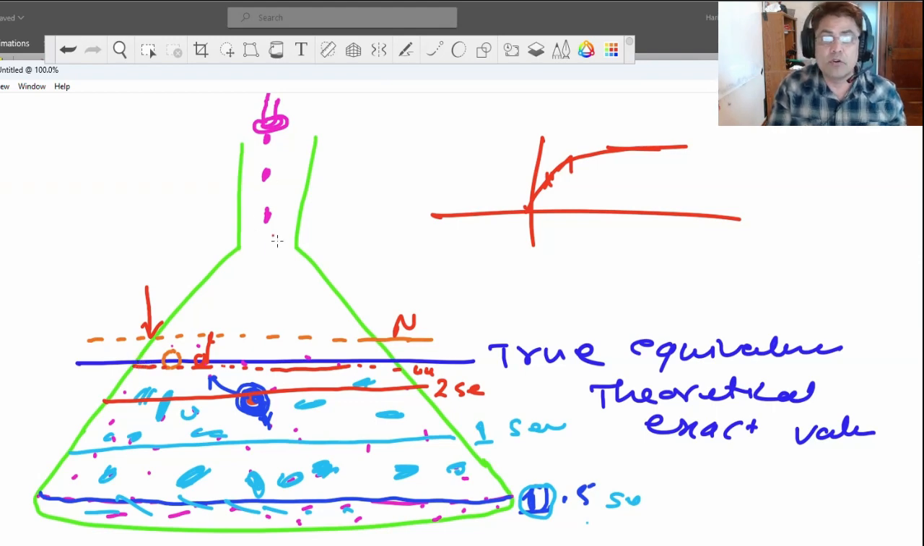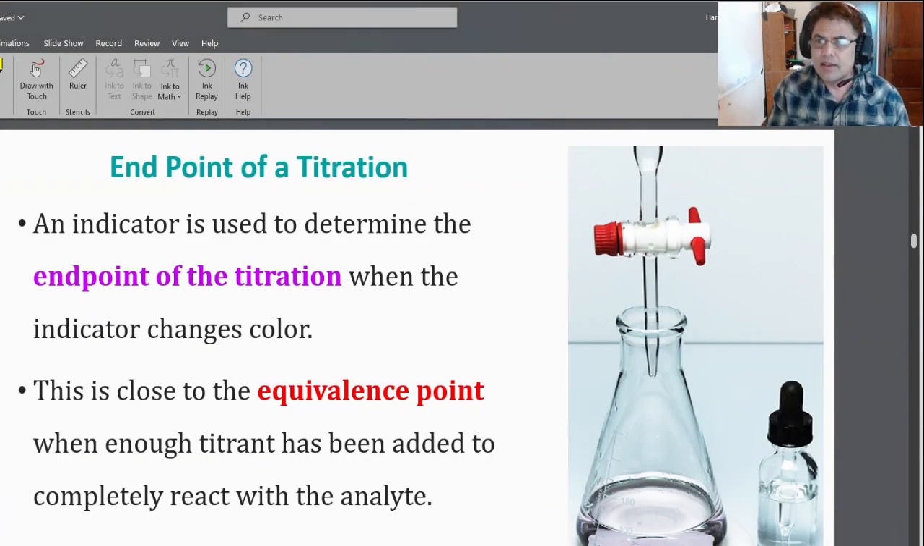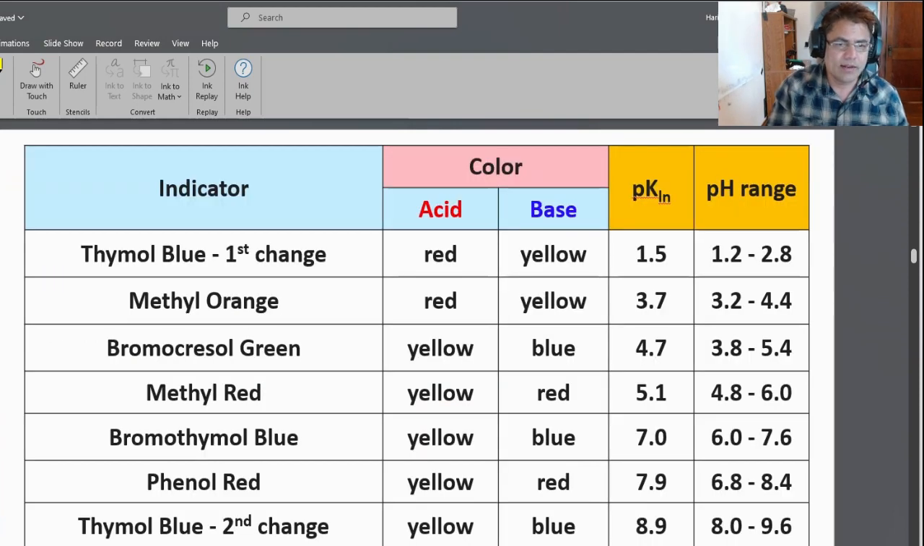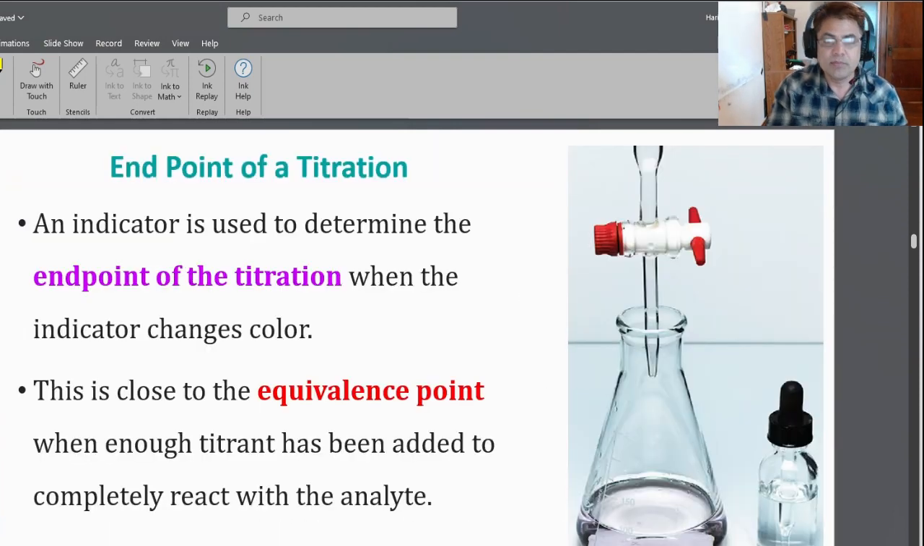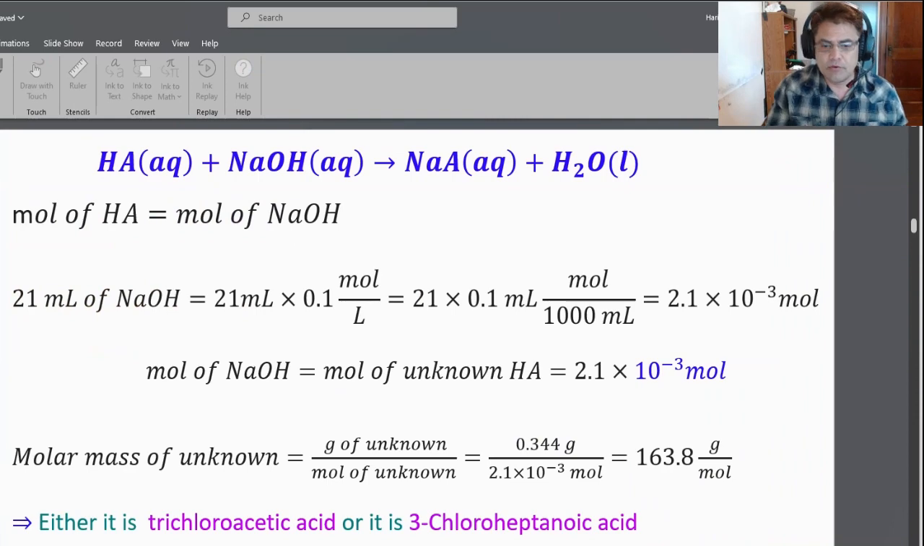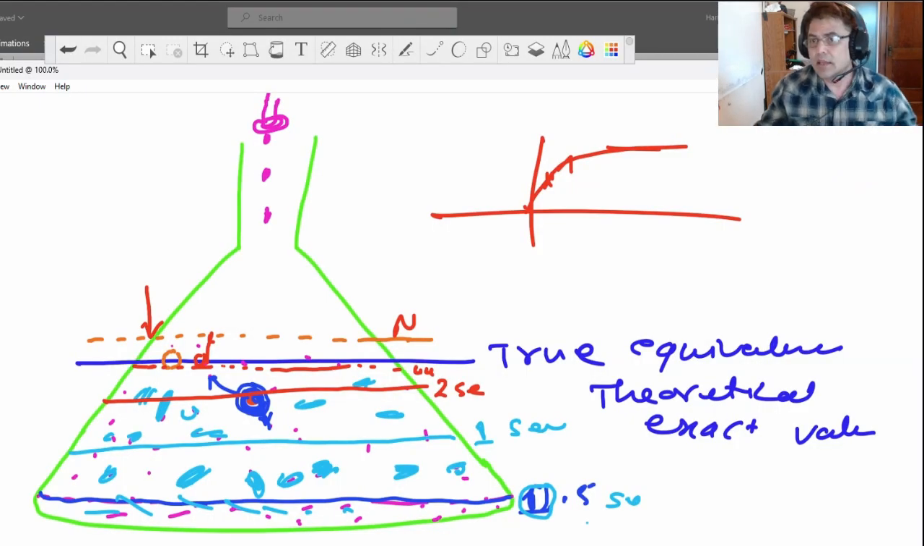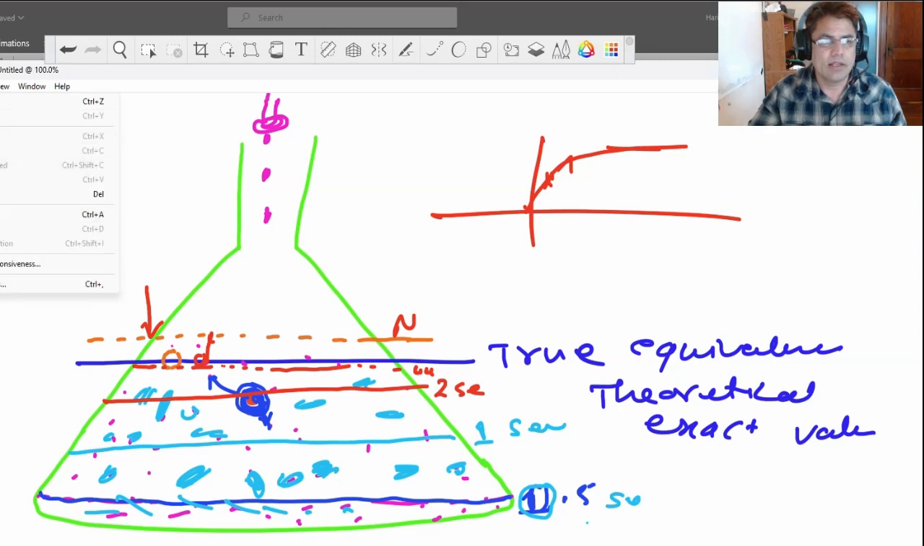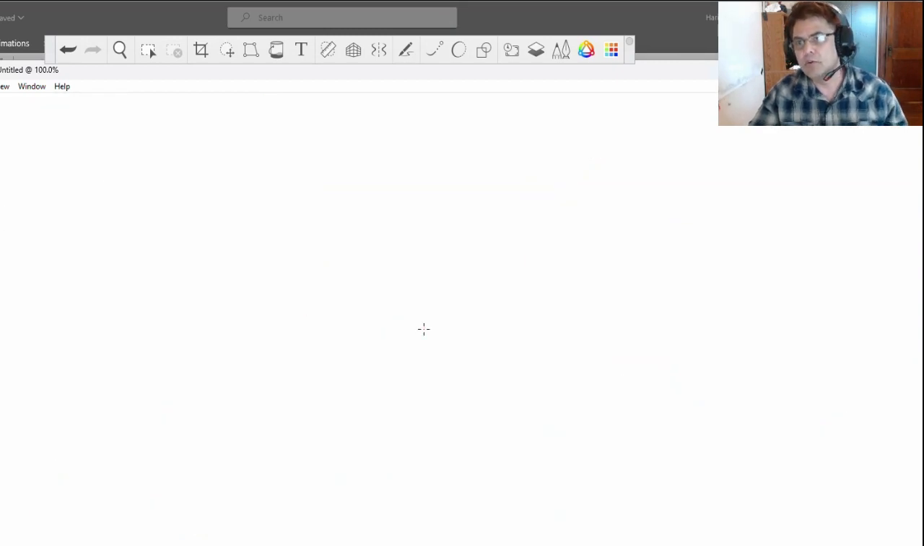But if you put half of a drop, a quarter of a drop, that color will be very light pink. Look at that, and it never goes away. And that is how we know that is your end point. So if you find the end point, if you find the equivalence point, then you can easily find the molecular mass.